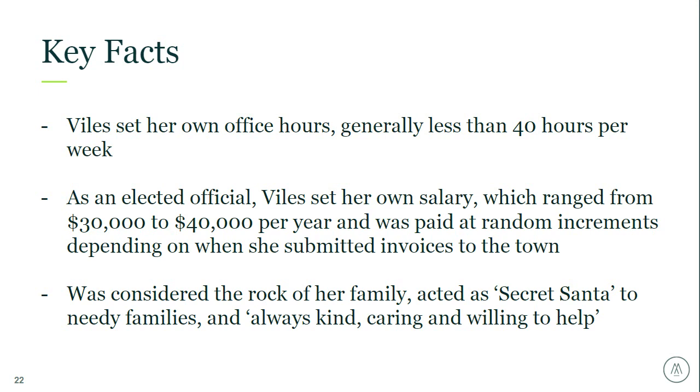Now, this fraud obviously took place prior to the pandemic when it wasn't really that normal to not be at the office from 8 to 5, Monday through Friday, which over the course of the pandemic has definitely shifted quite a bit. But as an elected official, she also set her own salary, which ranged from $30,000 to $40,000 per year, and she was paid at random increments, kind of depending on when she submitted invoices to the town. And ultimately, there was little oversight over the amount of money she requested and when she received it.